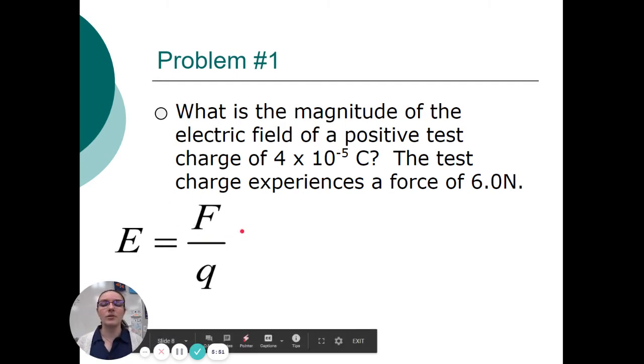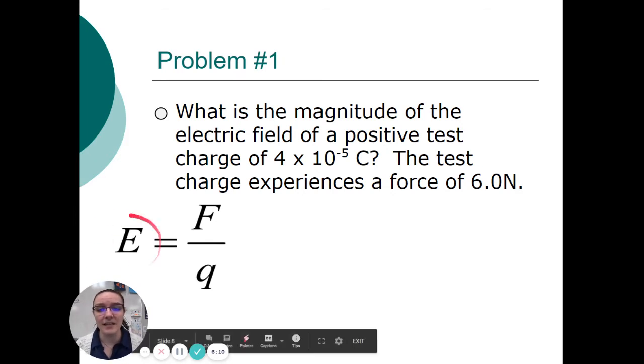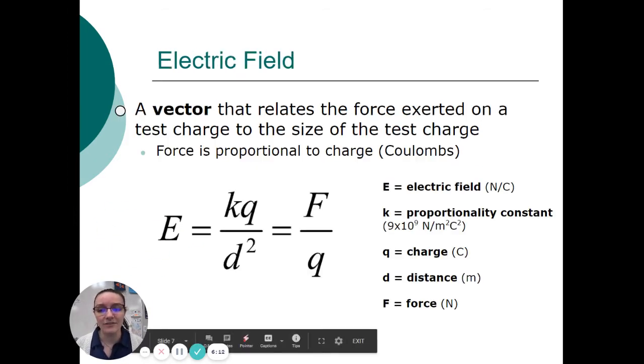I'm going to double check my units. I've got coulombs and newtons. Those are both good. I don't need to mess with anything. So I will plug 6 in for F and plug 4 times 10 to the negative fifth in for Q. And when I put that into my calculator, I get 150,000 is the value for the electric field.